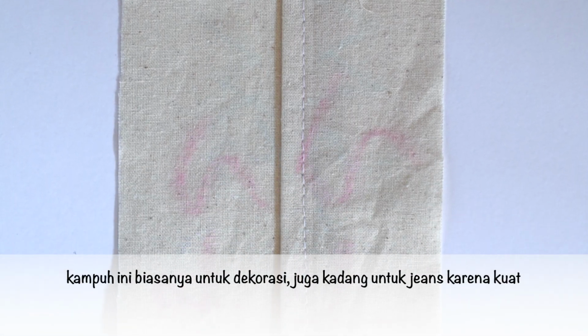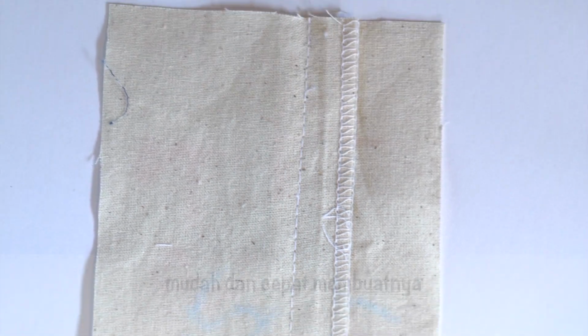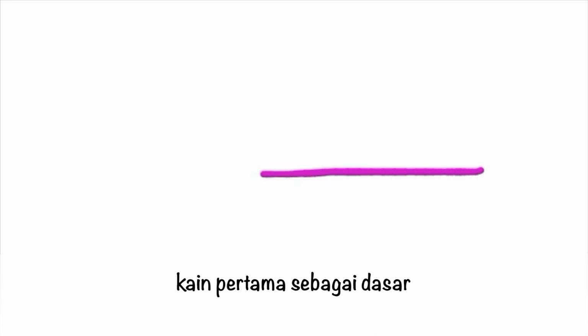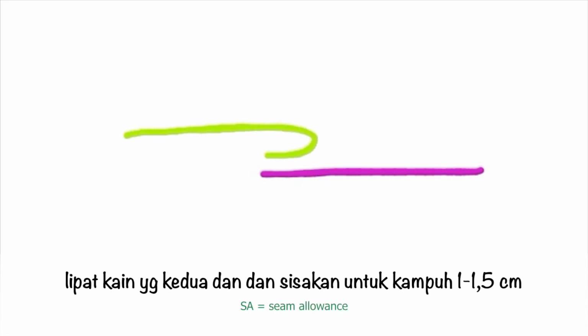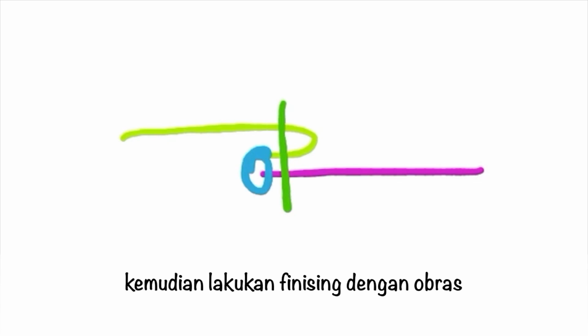Lap seam. The lap seam is usually used for decorations, easy and quick to make. The constructions. The first fabric as a base. Fold the second fabric and spare 1 to 1.5 cm for seam allowance. Sew the stitching line and then finish the seam with overlocking.